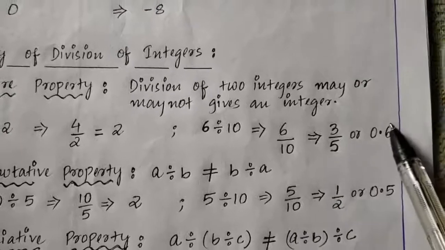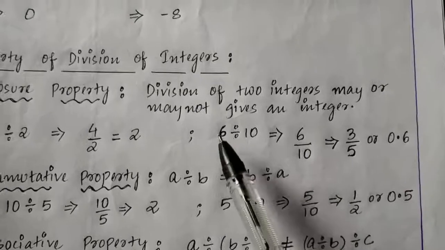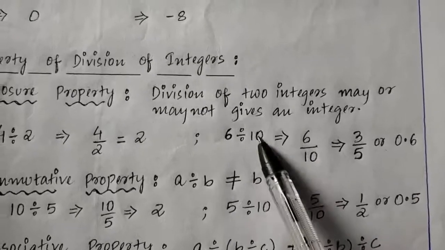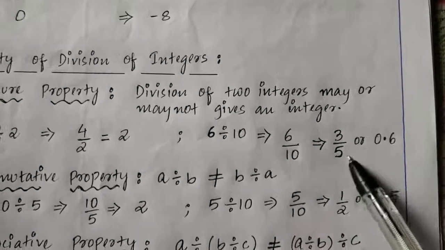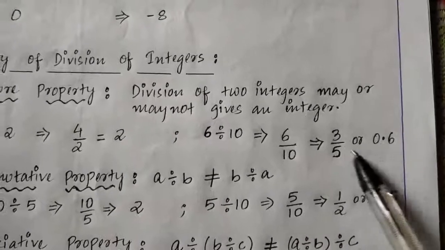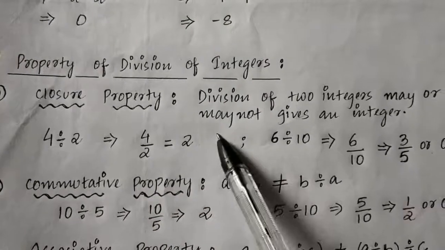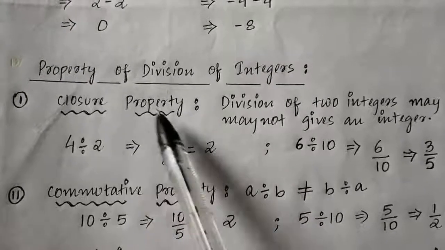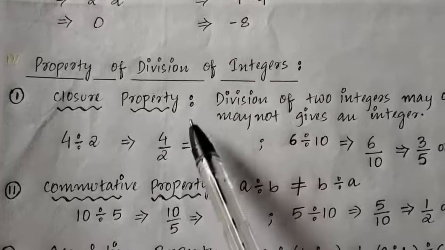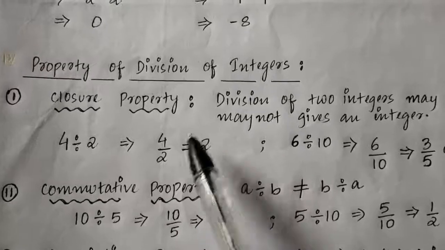Or if I write it in this form, that is 0.6, which is a decimal. So 6 is an integer, 10 is an integer, but when I divide them, I get either a fraction or a decimal number which is not an integer. So division of integers sometimes gives an integer, but not every time. So the closure property doesn't hold true in the case of division.